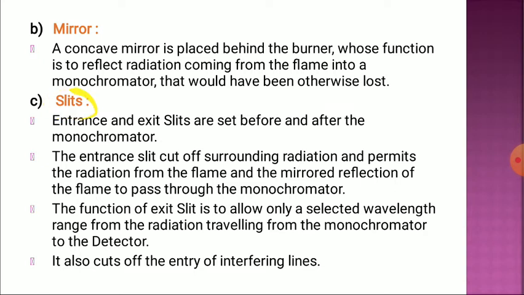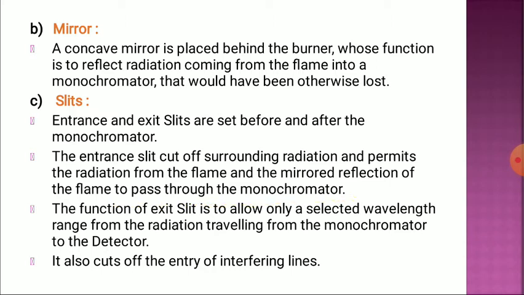Okay, slits: actually the entrance and exit slits are set before and after the monochromator. Okay, in between these two slits there will be a monochromator, which will be either a prism or a grating monochromator. The entrance slit cuts off surrounding radiations and permits the radiation from the flame and the mirrored reflection of the flame to pass through the monochromator.